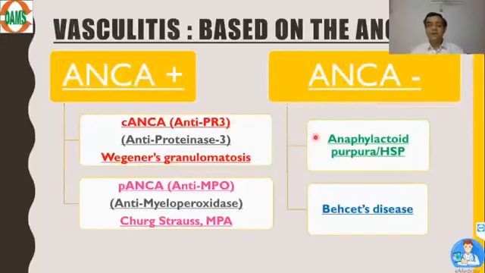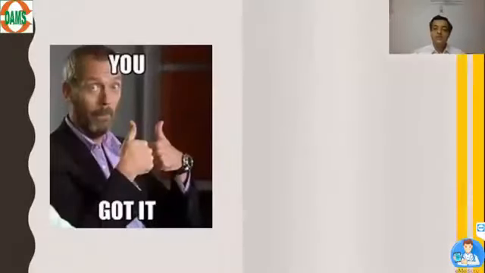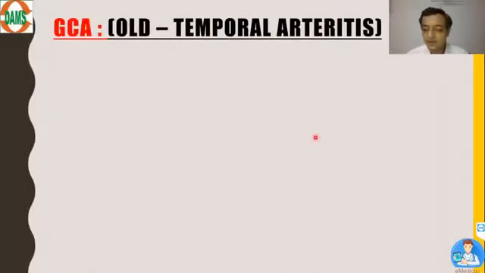Again, these are the diseases we want to discuss today. Under large vessel, we want to discuss giant cell arteritis and Takayasu. Under medium vessel, we want to discuss PAN. Under ANCA positive, three syndromes: Wegener's, Churg-Strauss, MPA. Under ANCA negative, anaphylactoid purpura, and we want to finish today's session with Behçet's disease. So this is the classification that we want to do.